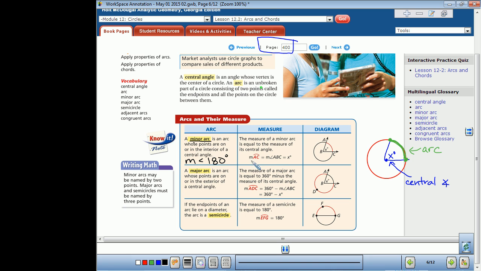Now, the measure of an arc is equal to the measure of the central angle. The measure of arc AC is equal to the measure of central angle ABC. So this arc is the same. If I said the measure of this central angle is 70 degrees, then the measure of the arc would be 70 degrees.